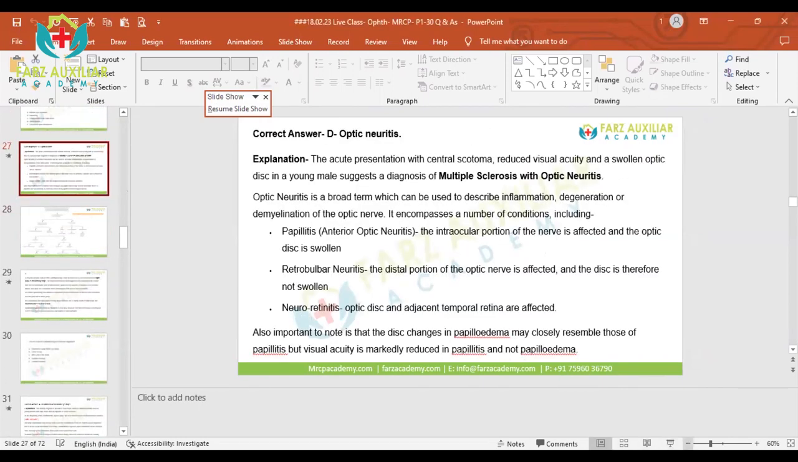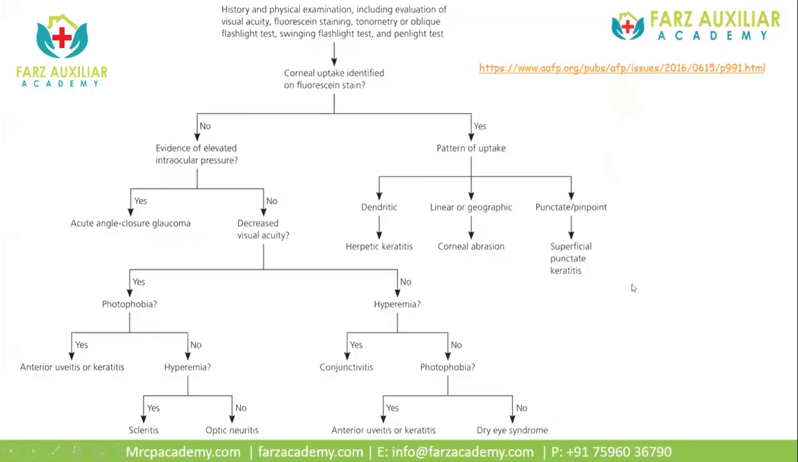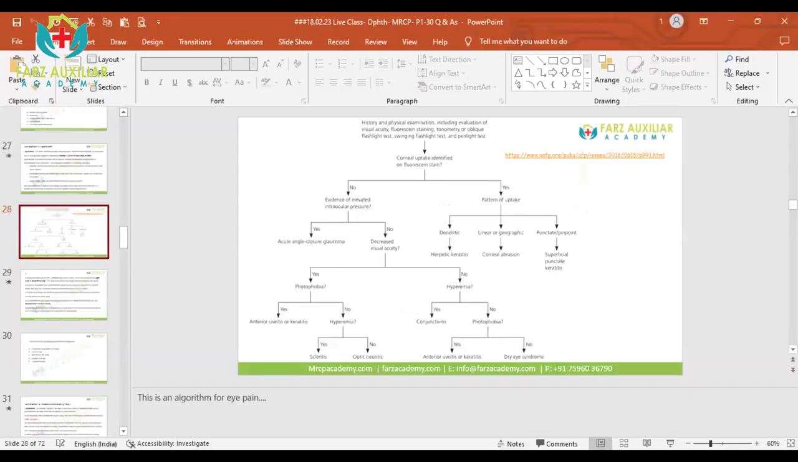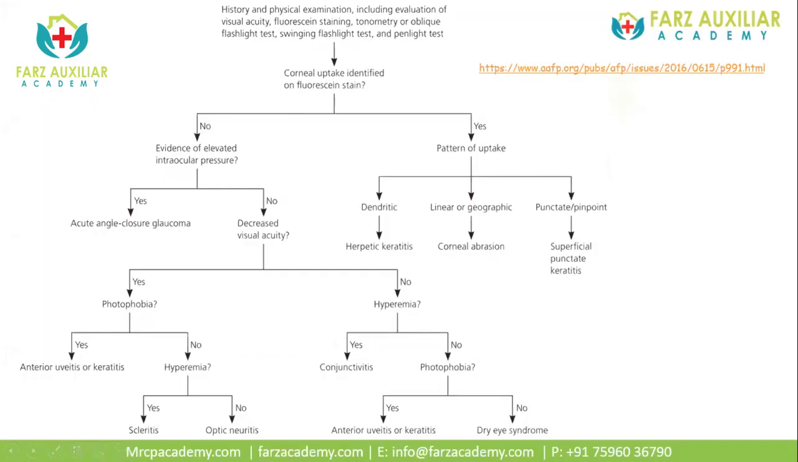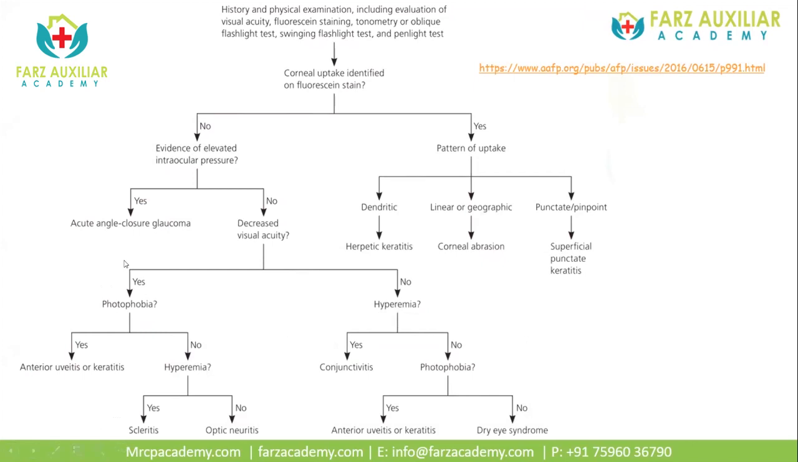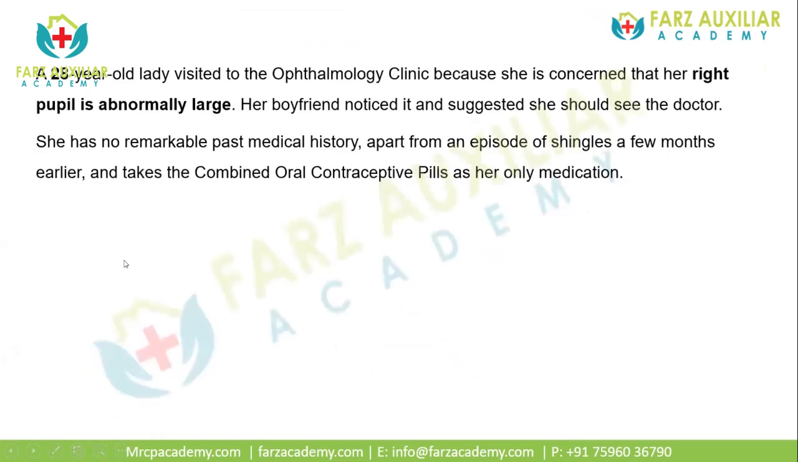Okay, so we got here. Right, so this is a summary. Just bear with me one second. Right, so this is an algorithm for eye pain, and it depends on whether there is an uptake in the cornea with fluorescein stain or not, and then it divides it, a sort of flow chart. So you can go through this later. I have given the references.